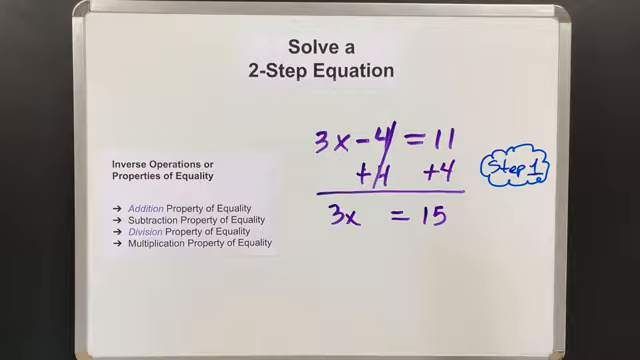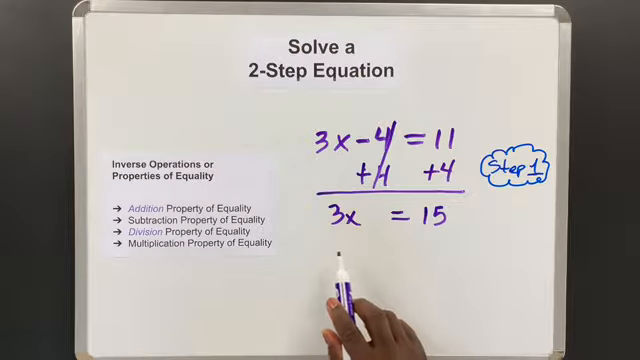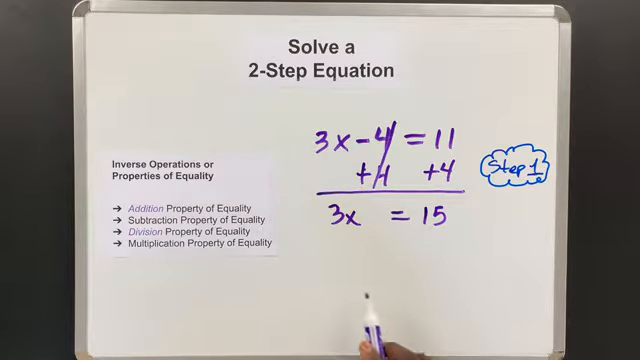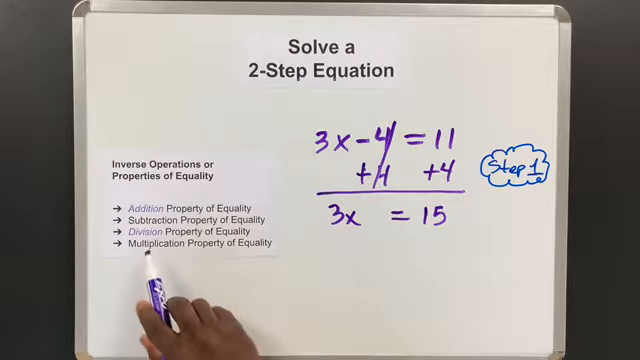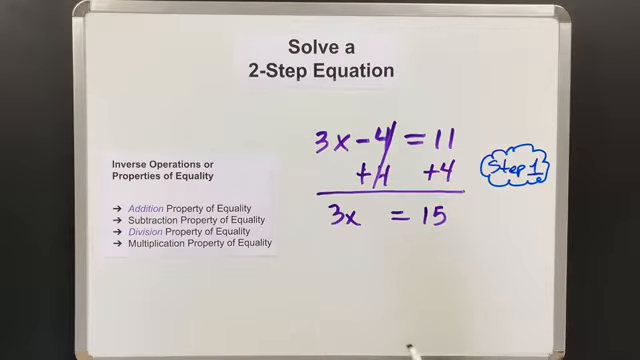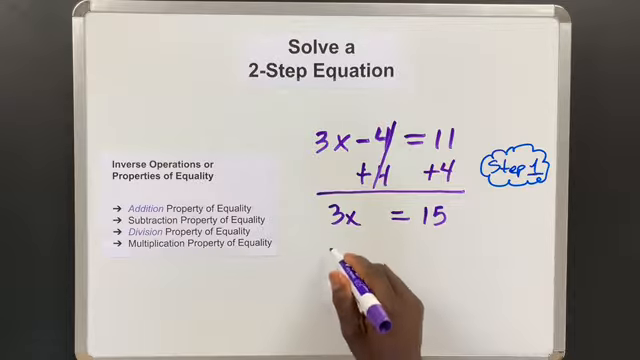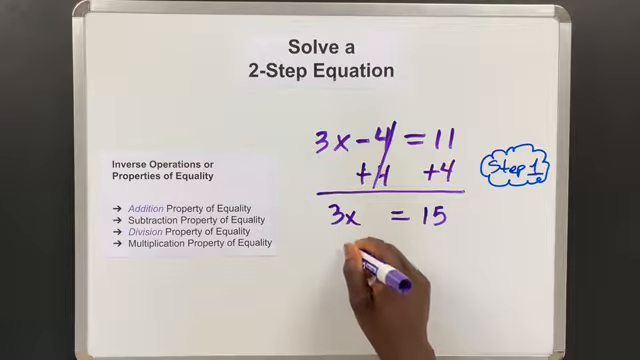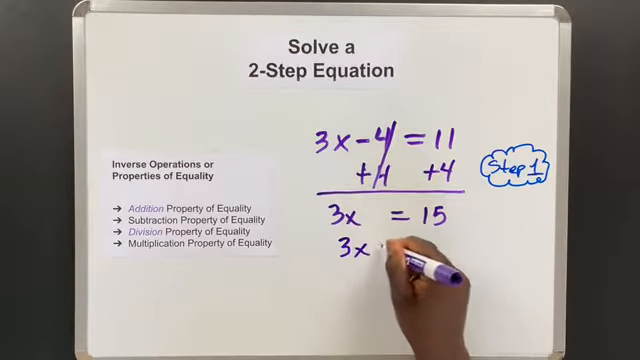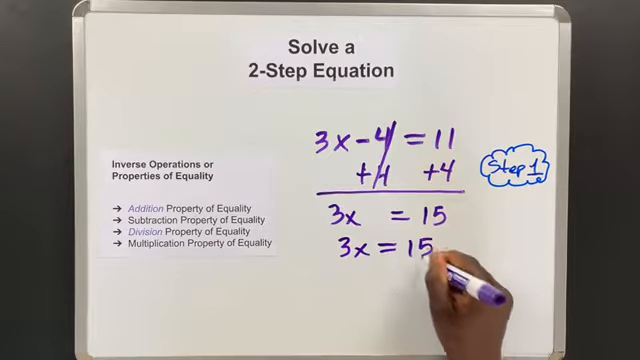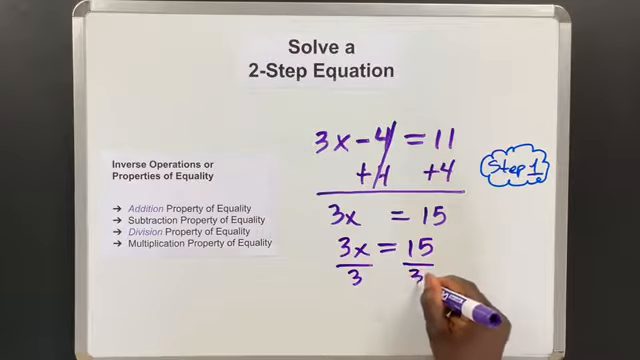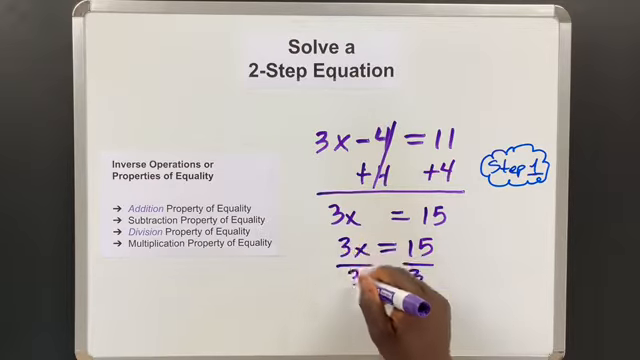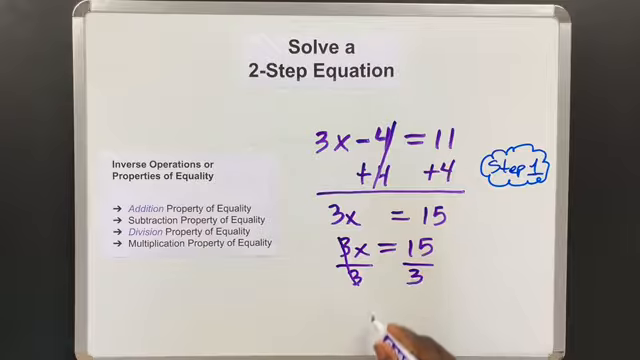Now, we ask ourselves, what can we do to get rid of the 3? What's the opposite of multiplying x by 3? Yes, dividing, also known as the division property of equality. So that's what we're going to do. We're going to divide both sides of this equation by 3. I'm going to write this again and divide both sides of the equation by 3. 3 divided by 3 is 1, so that crosses out.